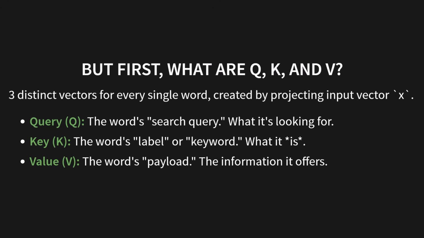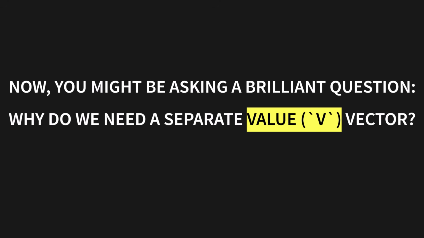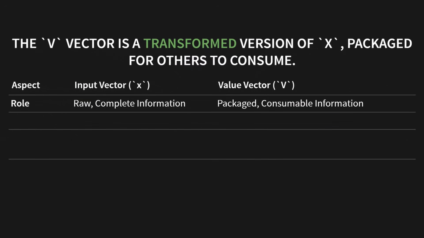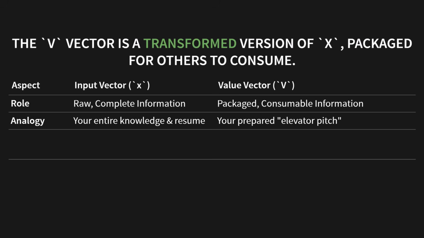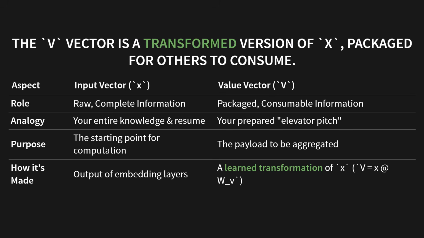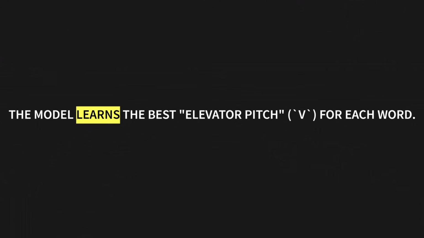Now you might be asking a brilliant question. Why do we need a separate value vector? Isn't our input vector X already the information? The V vector is a transformed version of X, packaged for others to consume. Look at this table. The input vector X is like your entire knowledge and resume. It's the raw, complete information. But the value vector V, that's your prepared elevator pitch. It's packaged, consumable information that's ready to be aggregated. It's made from a learned transformation of X. The model learns the best elevator pitch for each word.